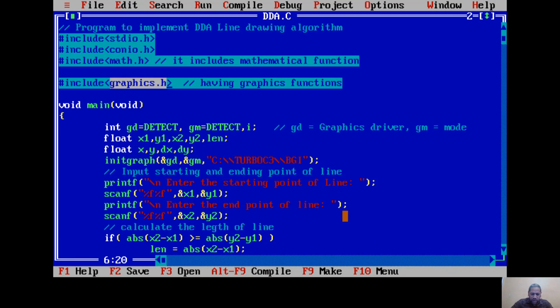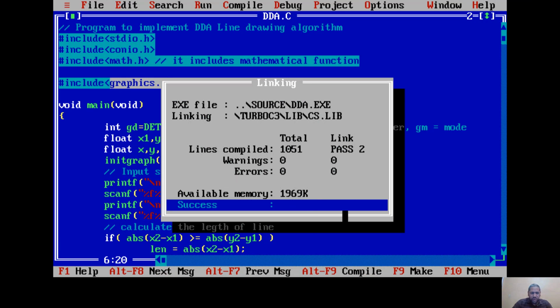I just save my program, F9 to compile the same. So I'm finding the number of warnings and errors are 0. Then I will go for Control F9. Okay, in the Control F9, now it is asking me the first point, enter the starting point of the line.